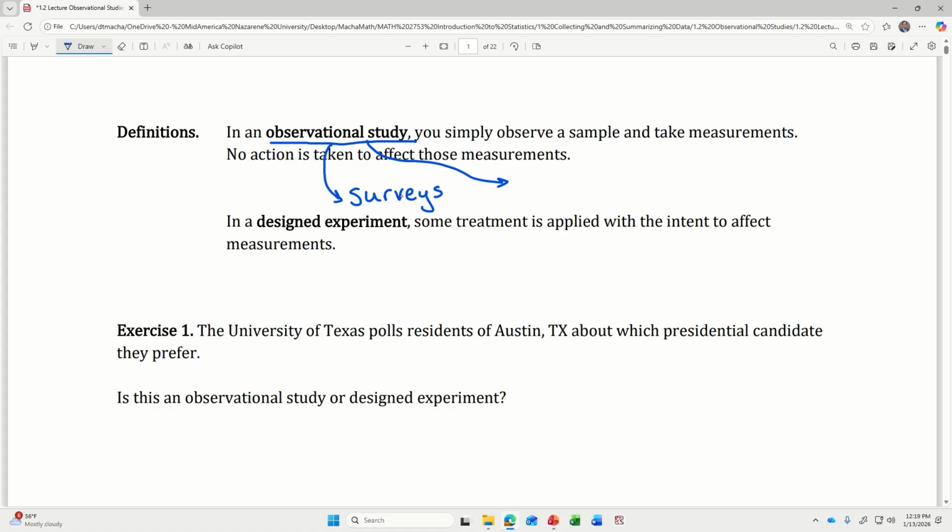Or it would kind of invalidate the survey. The other thing is called a retrospective study.